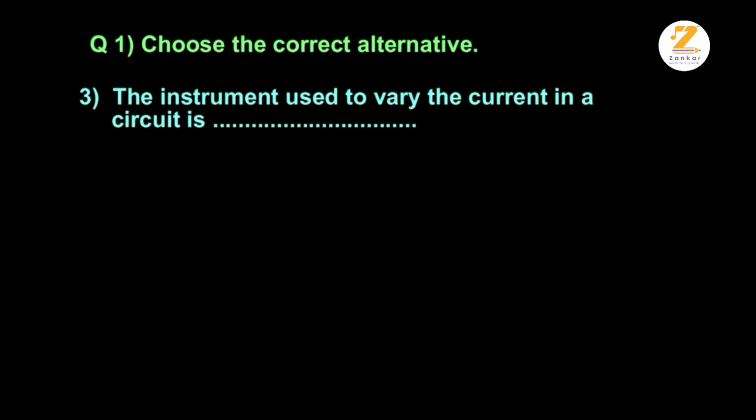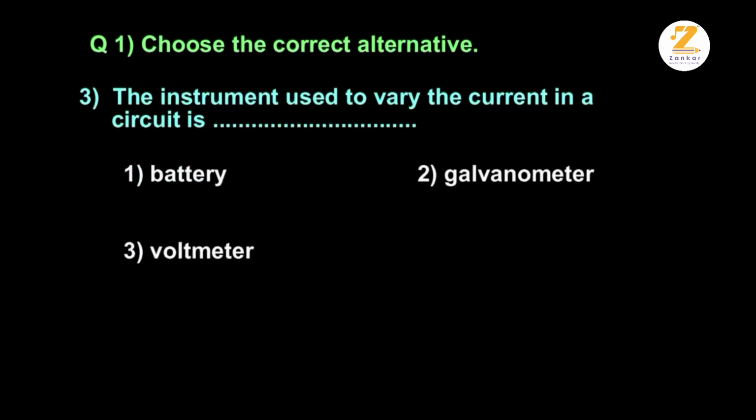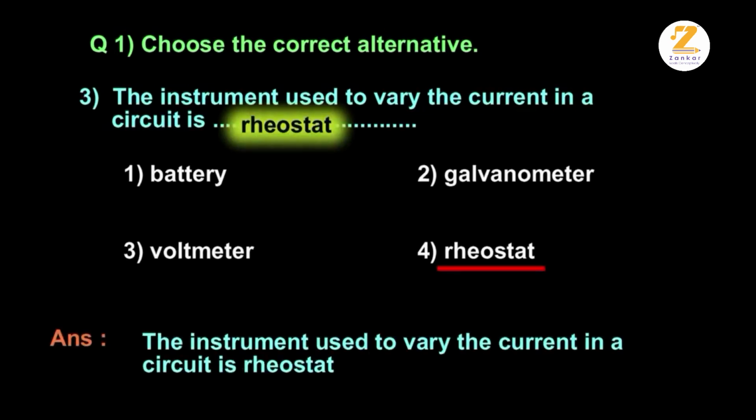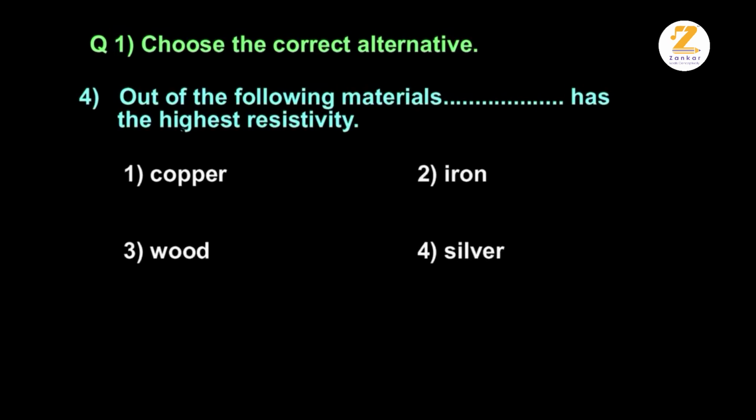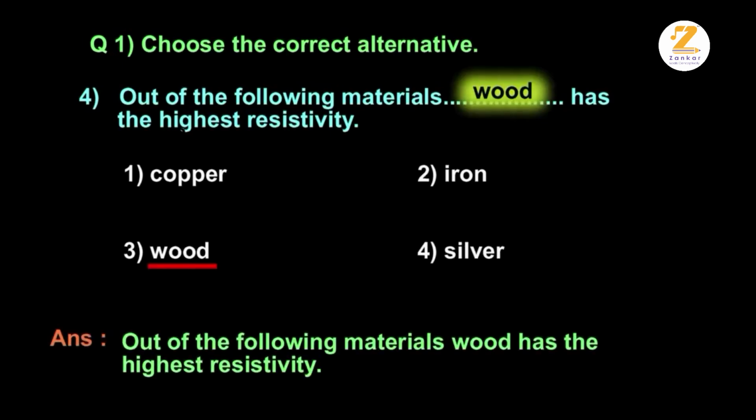The instrument used to vary the current in a circuit is dot dot. Option 1, option 2, option 3, option 4. The instrument used to vary the current in a circuit is rheostat. Out of the following materials, dot dot has the highest resistivity. Option 1, option 2, option 3, option 4. Out of the following materials, wood has the highest resistivity.